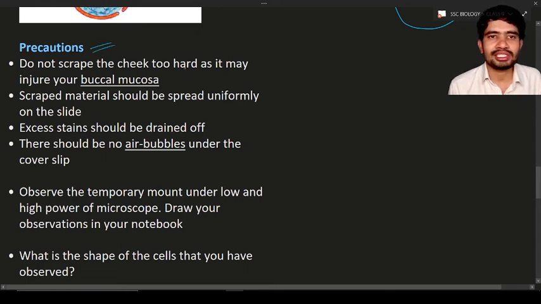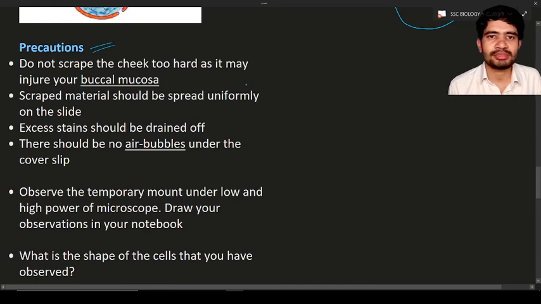Do not scrape the cheek cells too hard. If you scrape the cheek cells too hard, you are going to damage your buccal mucosa. Buccal mucosa means the layer inside the mouth. That layer of tissue will be damaged. As a result, you will feel pain. Sometimes you may see blood coming out. So do not scrape too hard. Scrape the inside of the cheek very lightly.